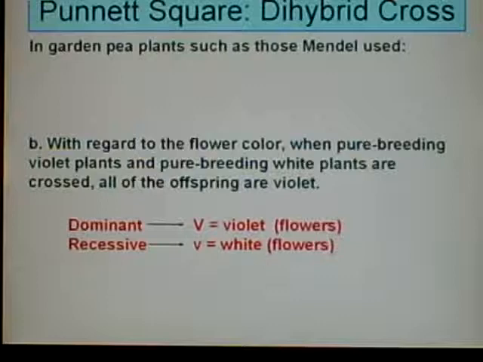Okay, in B we were told, with regard to flower color, when pure-breeding violet plants and pure-breeding white plants are crossed, all of the offspring are violet. That tells us that violet flower color is dominant over white flower color. So again, we could choose V or W for a symbol. We'll just choose V randomly. So the dominant is always uppercase. So uppercase V stands for violet, and lowercase v stands for the recessive, white.